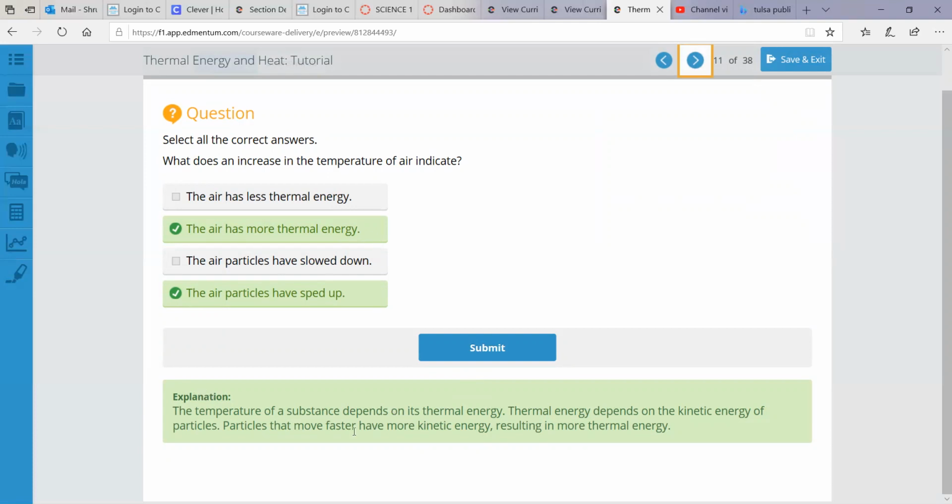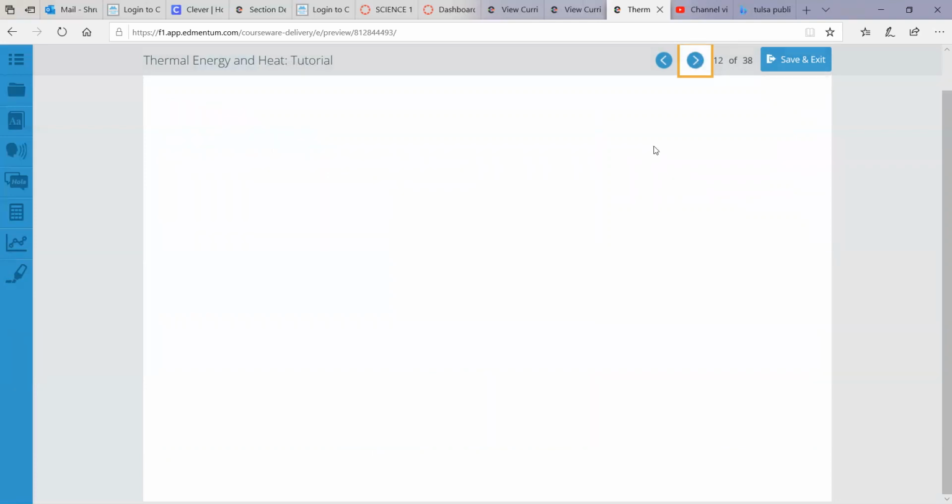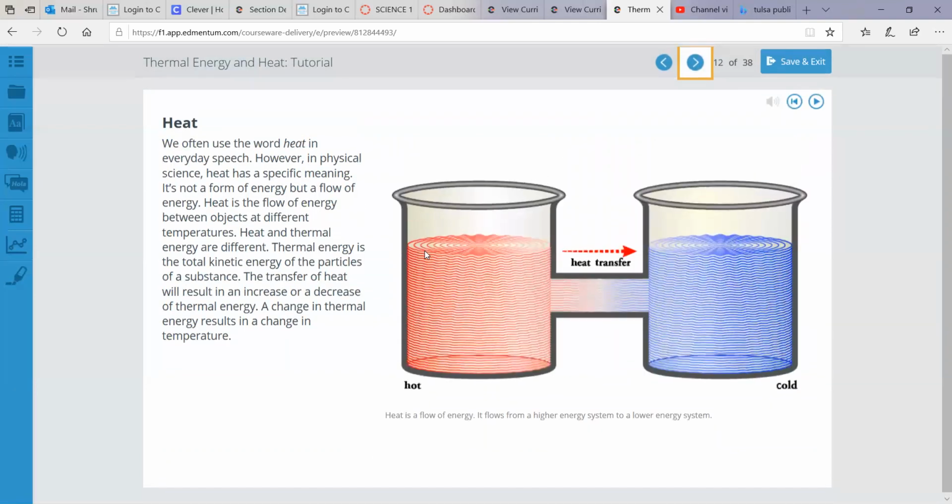The temperature depends on the thermal energy, and the thermal energy depends on the kinetic energy. Particles that move faster have more kinetic energy and thus more thermal energy overall.